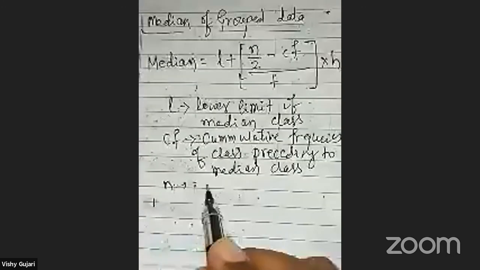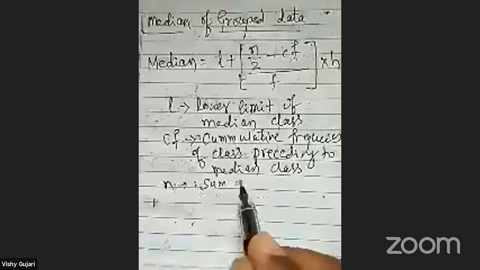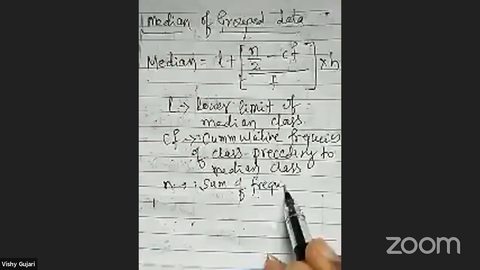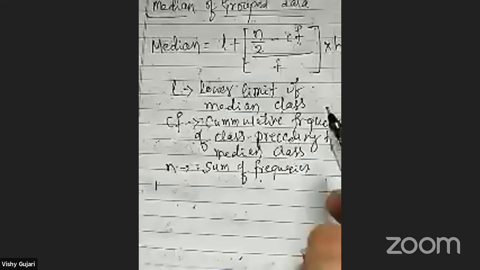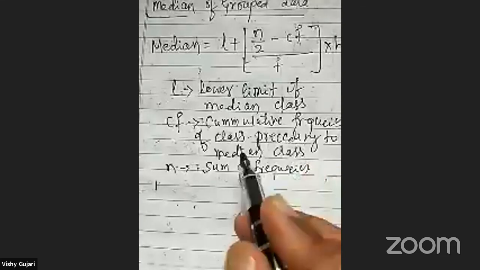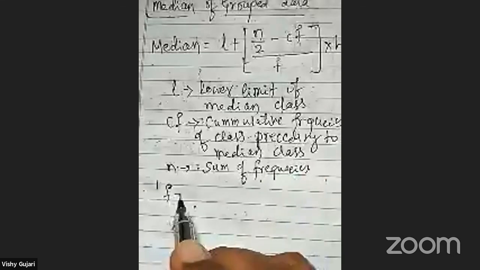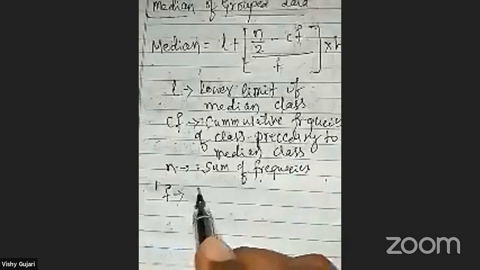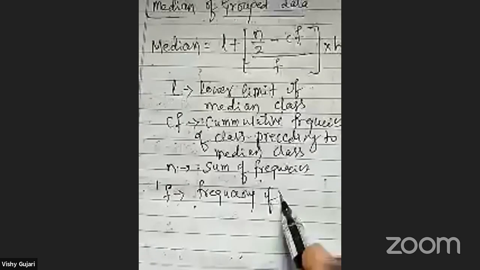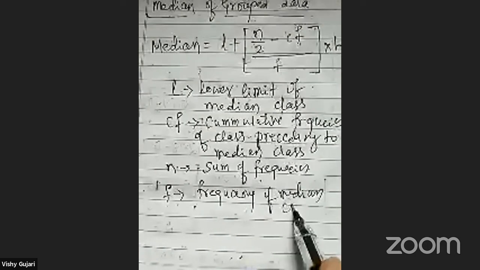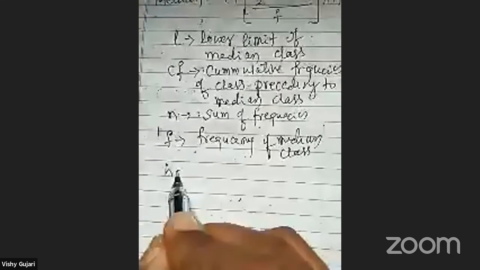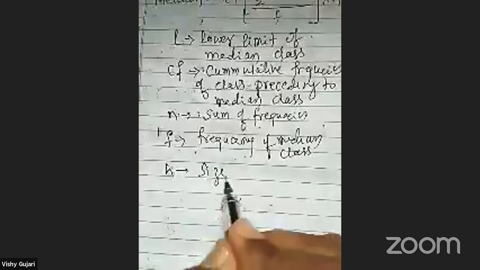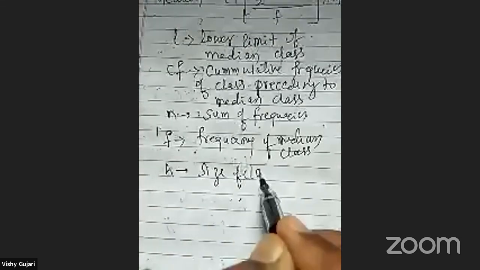N means sum of frequencies, or you may write number of observations. Then F means frequency of the median class. H means size of the class interval.